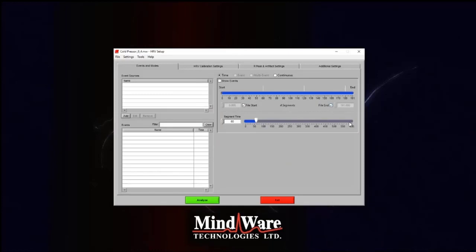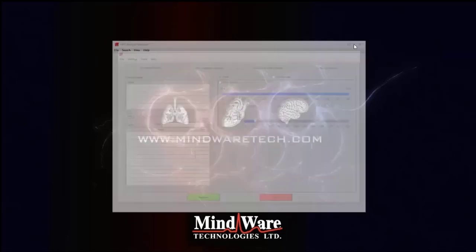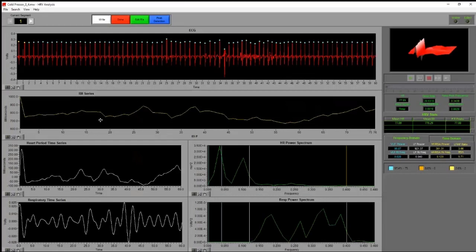So once again, this is the 3-minute condition of the cold pressor, and we have 191 seconds. So I'm going to pick the first 3 minutes. And we'll start looking at this data right away.